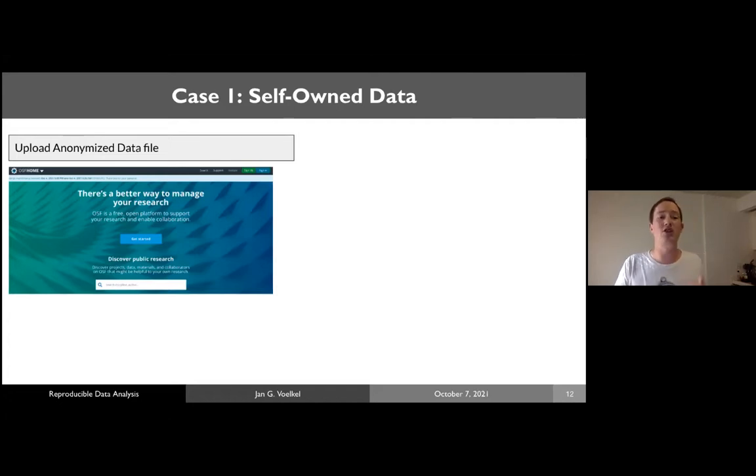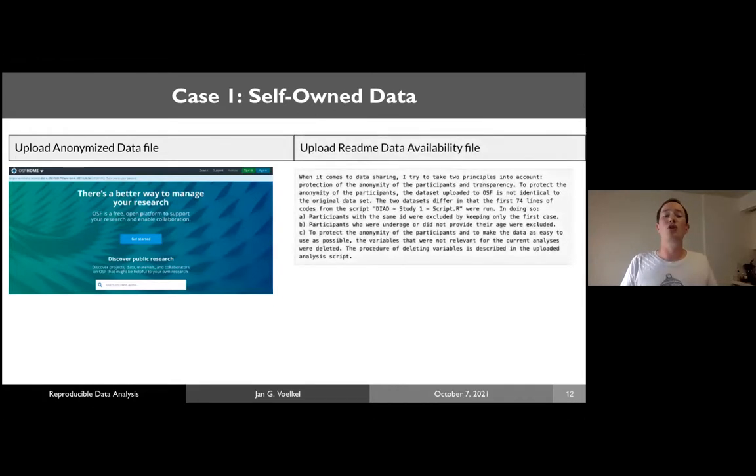However, as soon as you change your raw data file and share it with others, you would want to upload a README data availability file where we can explain that the data file you uploaded is not the raw data file, but is an anonymized data file. I usually try to include a statement about why I do this and what specifically I've changed compared to the raw data file. And I also upload, and I will talk about this more later, the code that I've used to anonymize the raw data.